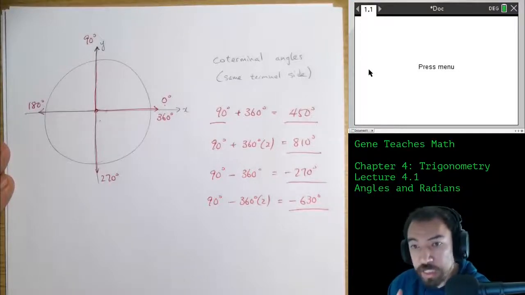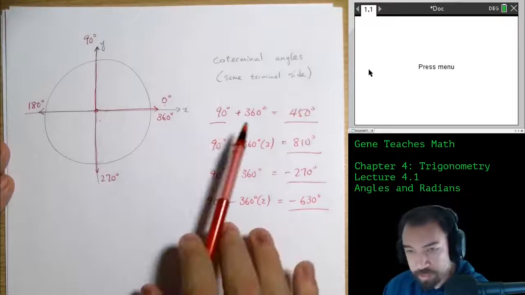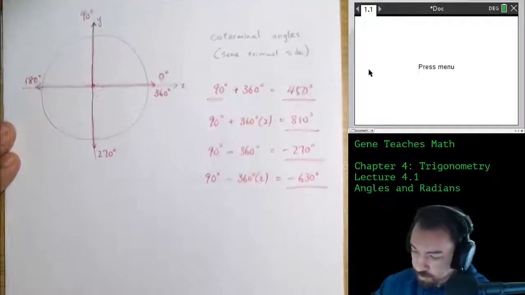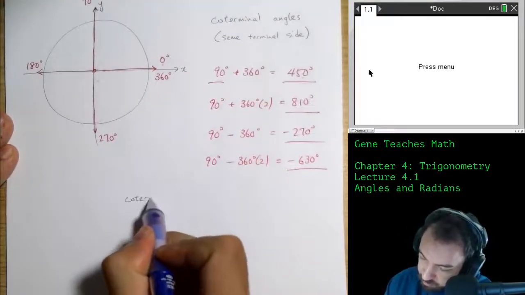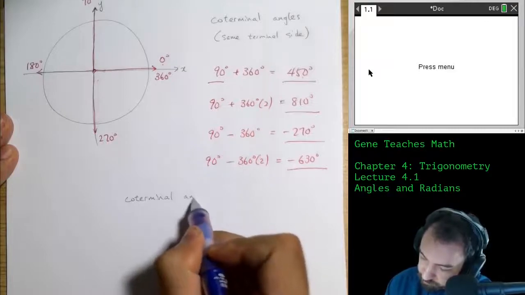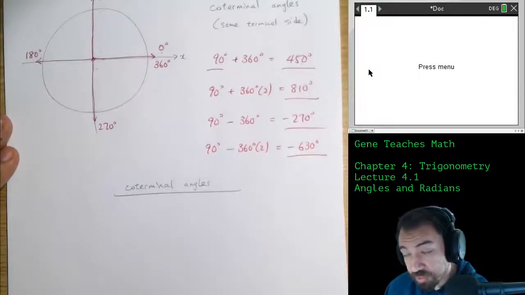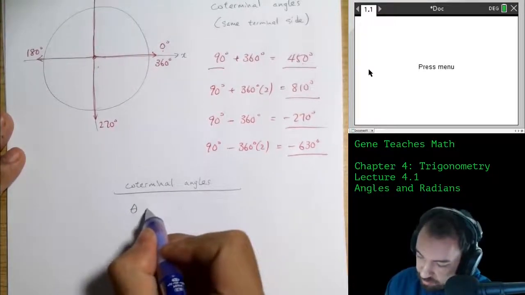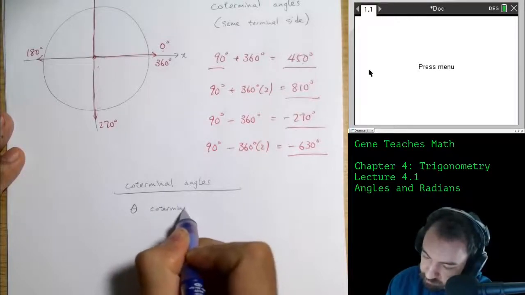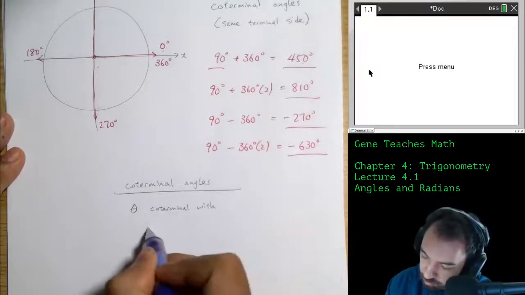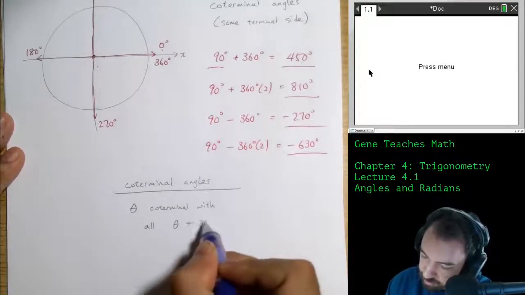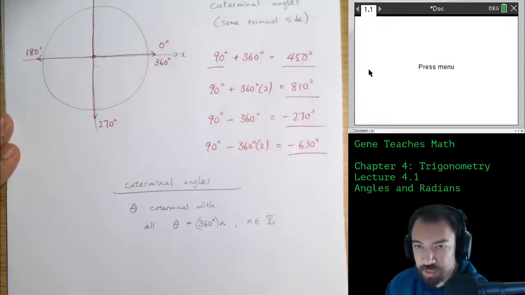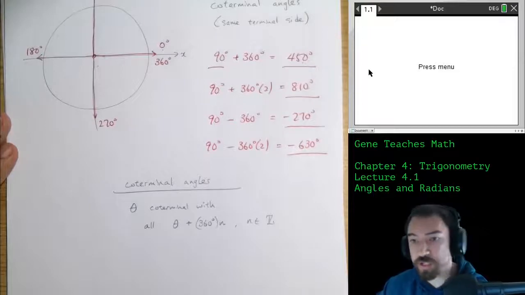There are, in fact, infinitely many such coterminal angles because I can make more just by adding 360 degrees or subtracting 360 degrees. In general, to get coterminal angles, we will often use the variable theta, the Greek letter, to indicate an angle measure. So we'll say theta is coterminal with all theta plus 360 degrees times n, where n is an integer, meaning n could be 0, plus or minus 1, plus or minus 2, plus or minus 3, and so on and so on.